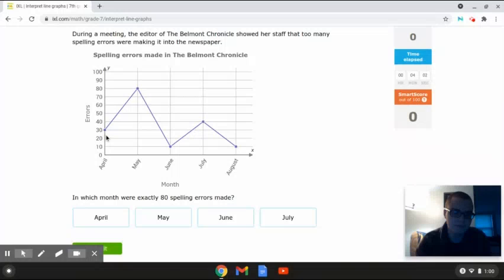If we look here, in April, there were 30 spelling errors made, so it can't be that. If we look at May, there were 80 spelling errors. If we look at June, there were 10 spelling errors, so it can't be that. And if we look at July, there were 40 spelling errors made, so it can't be that. Therefore, it has to be May. So the answer for this problem is May, because we took a look at the line graph and saw that there were exactly 80 spelling errors made in May. And that is how to solve this problem.